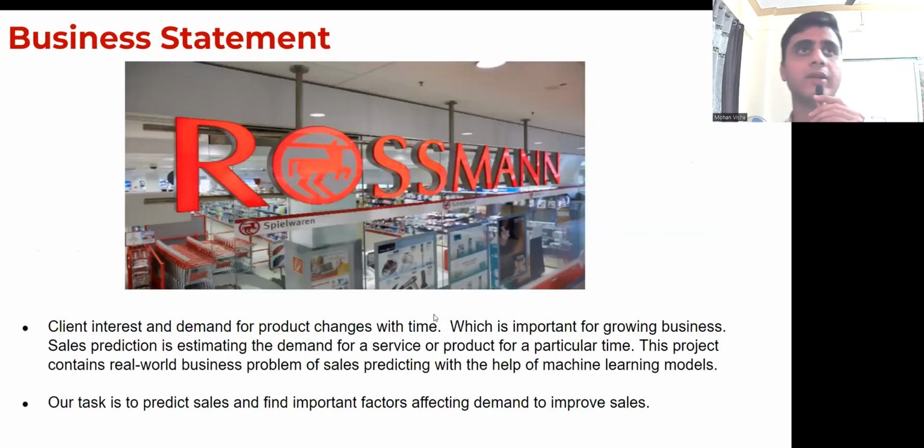Business statement. As client interest and demand for products change with time, which is important for growing business, sales prediction is estimating the demand for a service or a product for a particular time. This project contains a real world business problem of sales prediction with the help of machine learning models. Our task is to predict sales and find important factors affecting the demand to improve sales.